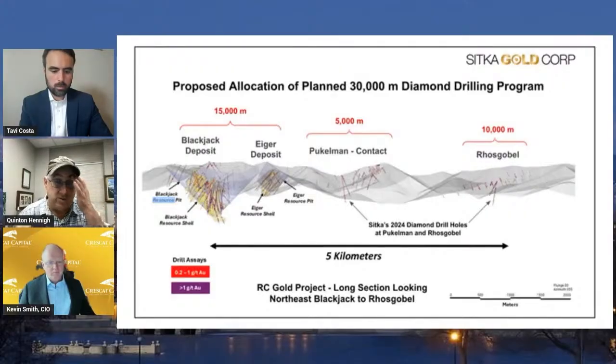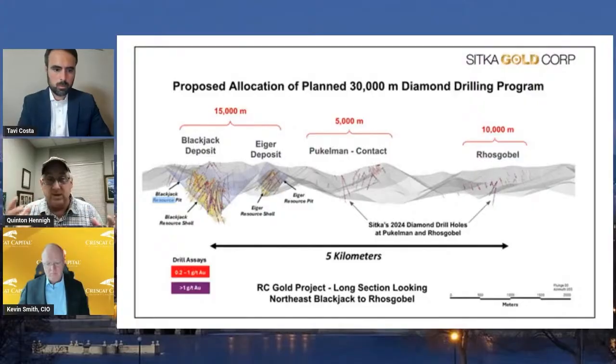Really nice visuals out of Contact. No assays yet, but some really nice holes coming out of there. A couple of weeks ago, they announced from Rosgobble some really nice long intercepts. You can see some of the first deep holes at Rosgobble are showing gold way down. So what is this? This is a discovery in the making. Okay, this is going to be big.